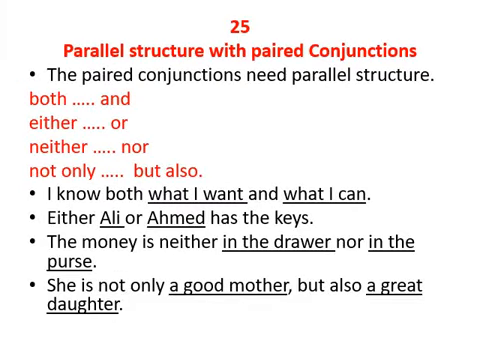Alright, it's skill 25 now, and it's about parallel structure with paired conjunctions. قلنا paired conjunctions they are both and, either or, neither nor, not only but also. طيب دول برضو لازم يبقى عندي parallel structure. يعني ايه؟ أنا بقول both and، يعني اللي يجي بعد both بالظبط هو اللي يجي بعد and، اللي يجي بعد either هو اللي يجي بعد or، بعد neither هو اللي يجي بعد nor، not only يجي بعدها حاجة يجي زيها بعد but also.